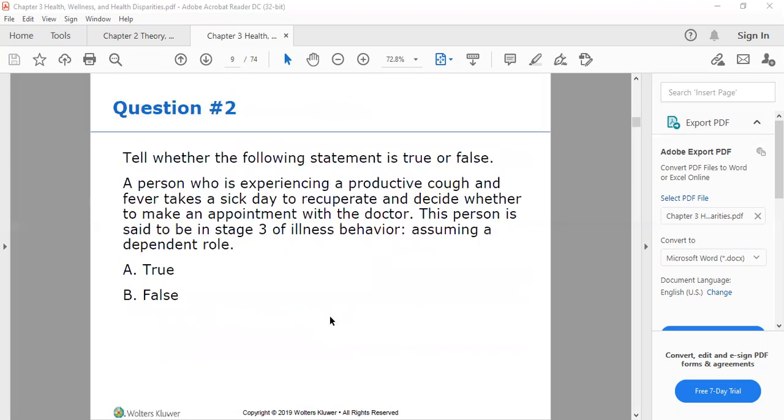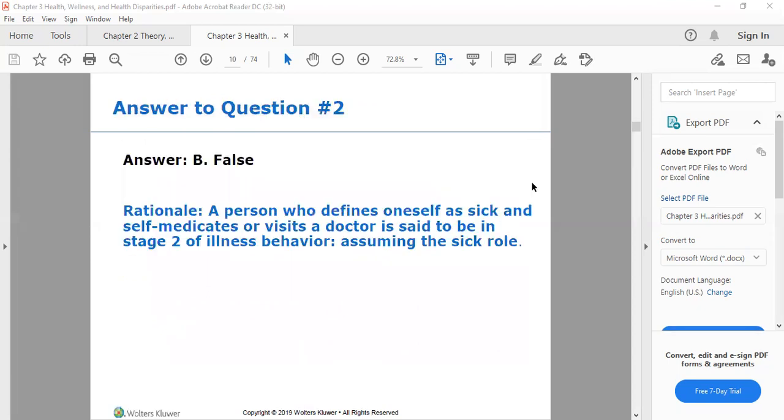A person who is experiencing a productive cough and fever and takes a sick day to recuperate and decide whether to make an appointment at the doctor is said to be in stage three. False. What stage are they in? Two. Good. A person who defines himself as sick and medicates or visits the doctor is in stage two.